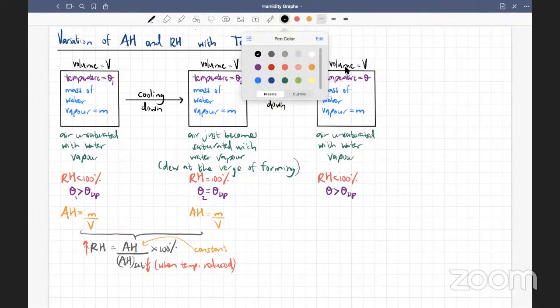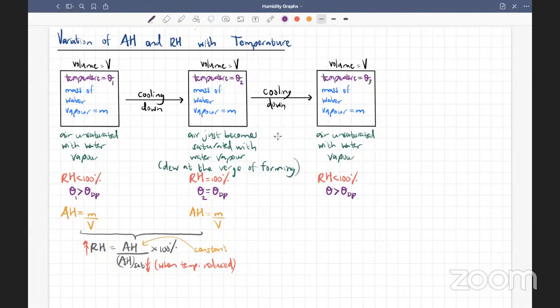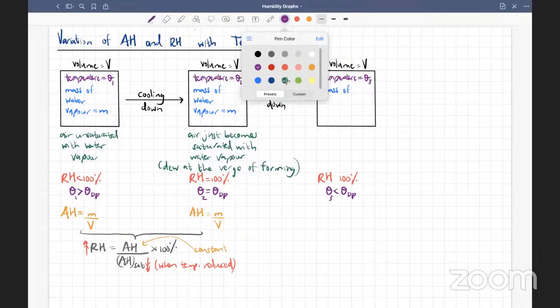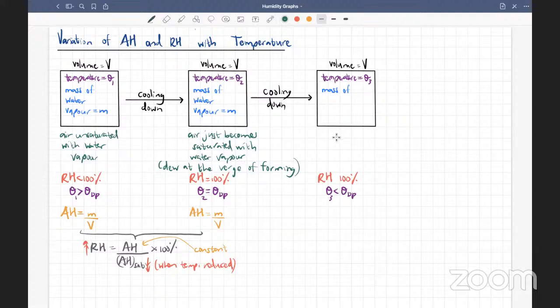So let's make it theta 3. Theta 3, guys, is a temperature below dew point, because we have cooled down the system so that it has gone below dew point. And what about RH now? Let's do it step by step. Then let's describe this here. I'm not going to give a fixed value for mass of water vapor now. We'll describe the system first of all. The system has been cooled down to a temperature below dew point.